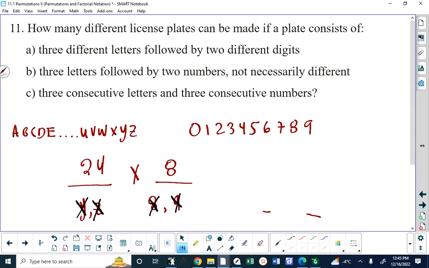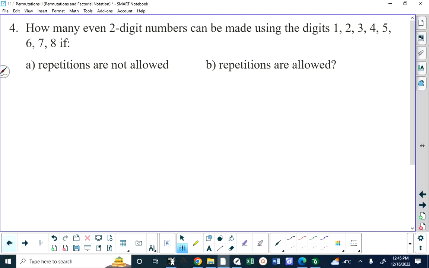Other questions from the first part only? Yep, question 4. Okay, let's look at number 4. How many even 2-digit numbers can be made using these digits if repetitions are not allowed? So we want to make a 2-digit number, and repetitions are not allowed. So that means as soon as we fill up one of those blanks, we can't use whatever number went there in the next blank. Whereas if repetitions are allowed, we're allowed to do that.